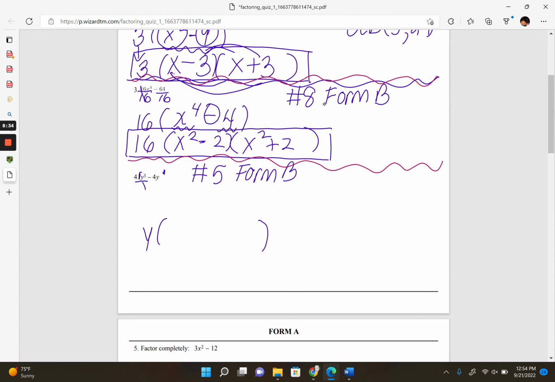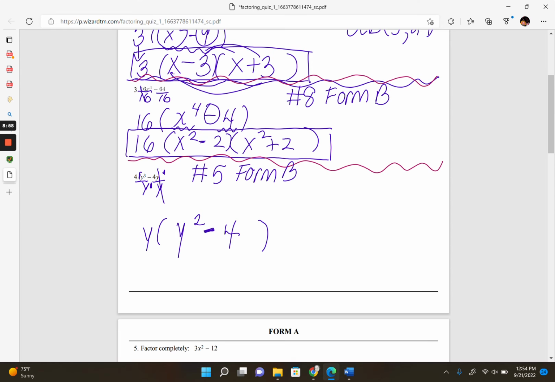So we divide by y, divide by y. Girls, we have to remember our exponent rules. When we divide, we subtract exponents. y to the third divided by y to the first is y squared. Minus y divided by y is 1, and 4 times 1 is 4.